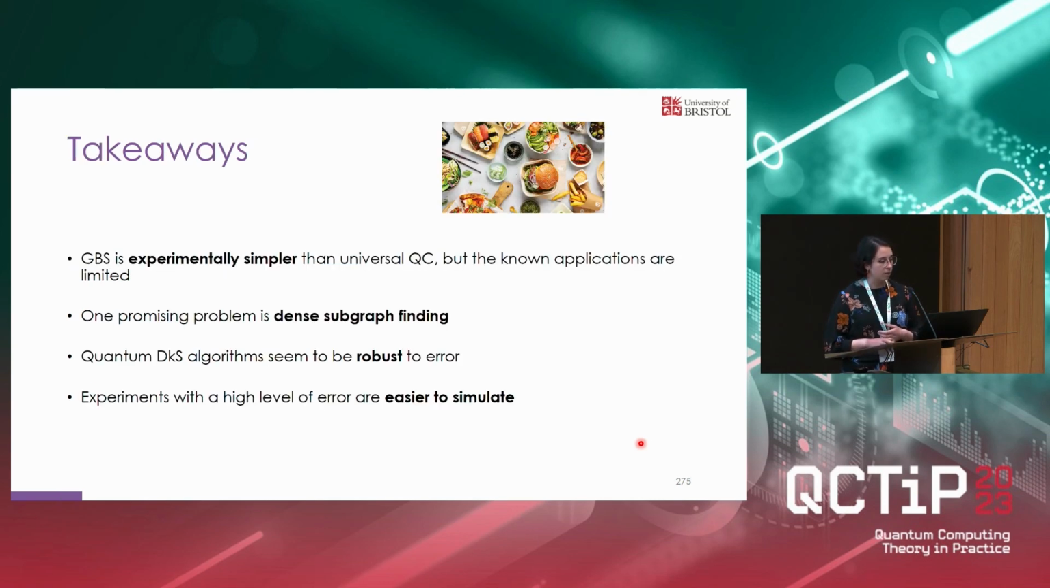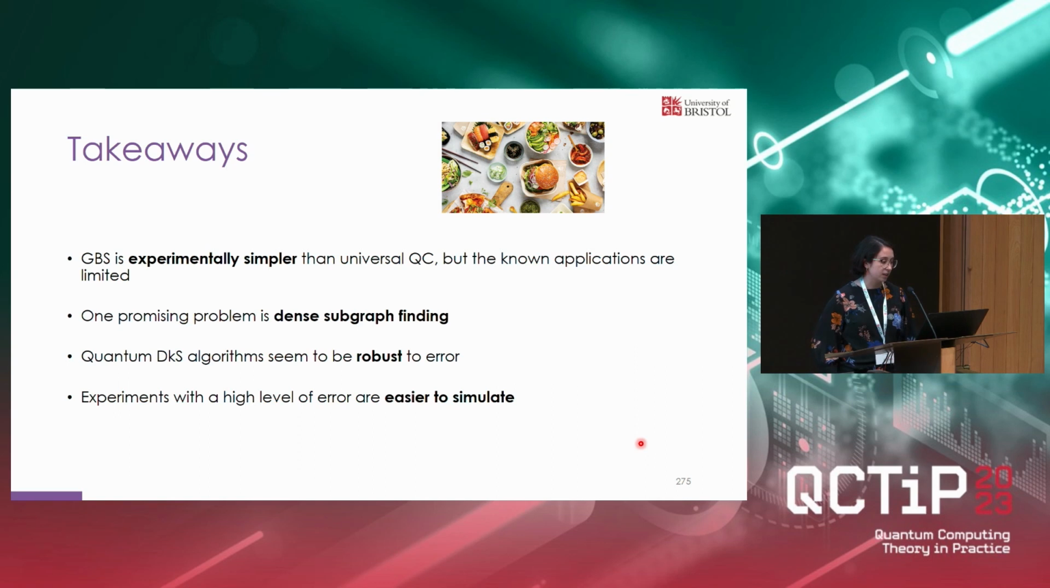So Gaussian boson sampling is a framework for photonic quantum computing that's experimentally simpler to implement, but it's non-universal, and because of that, we have a more restricted space of applications. One of these potential applications is called dense subgraph finding, which is a graph theory problem with implications in lots of different fields. What we found, so the main outcome of this work, is that quantum-enhanced, so GBS-enhanced, dense subgraph finding algorithms seem to be very robust to different sources of error.